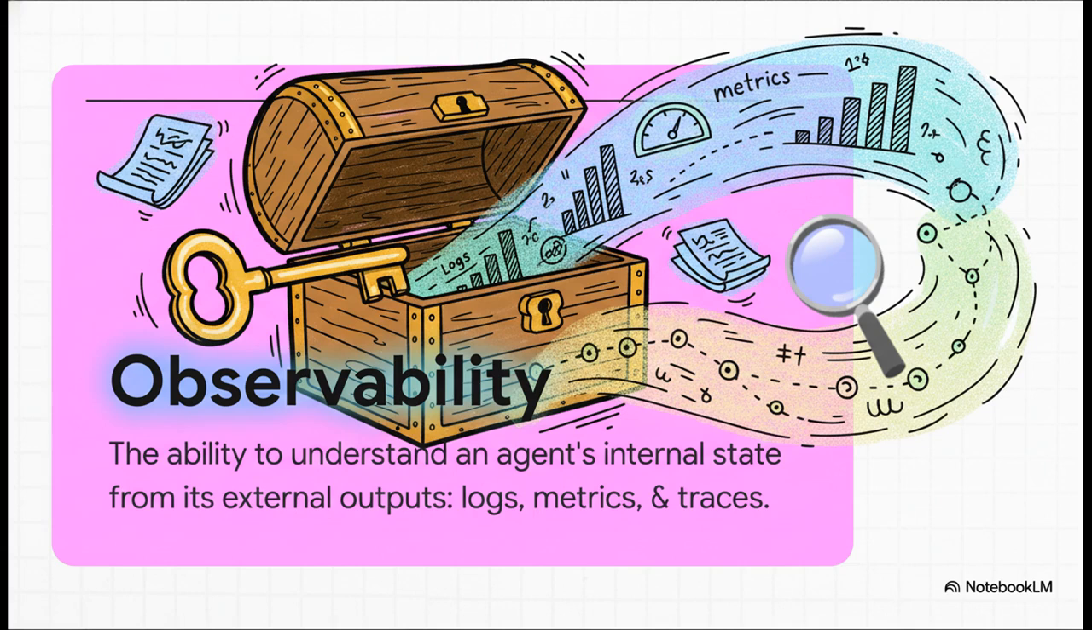Well, the answer is a really powerful concept called observability. Seriously, think of it as the key that cracks open that black box. It gives us the power to see what's going on inside just by looking at what comes out. And we do that through the three main pillars: logs, metrics, and traces.